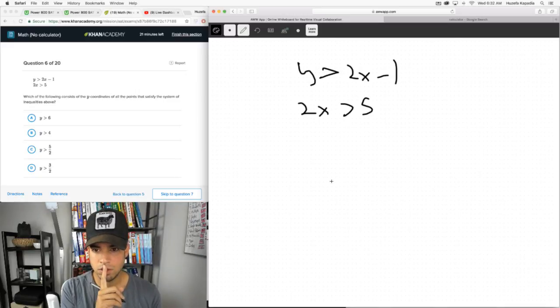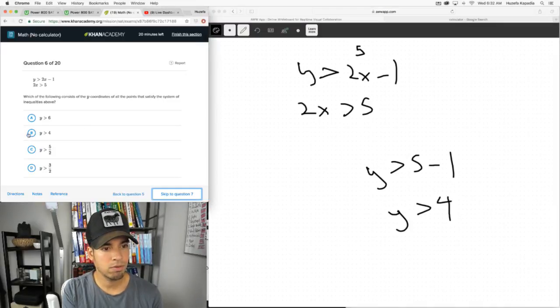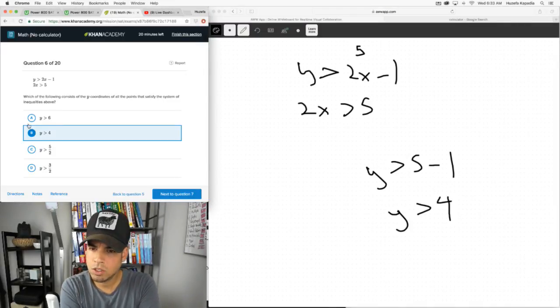So let me think about how to do this. We could do a little substitution. We know that 2x is greater than 5, so this is going to be greater than 5 always. So it's kind of like y is greater than 5 minus 1, y is greater than 4. So y should be greater than 4 for all these values just by substitution. I want to make sure that's right.